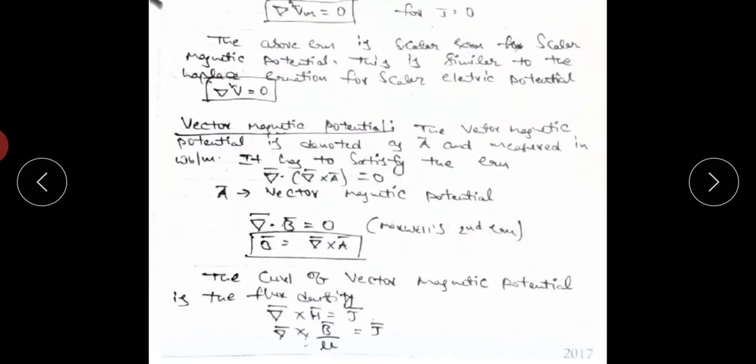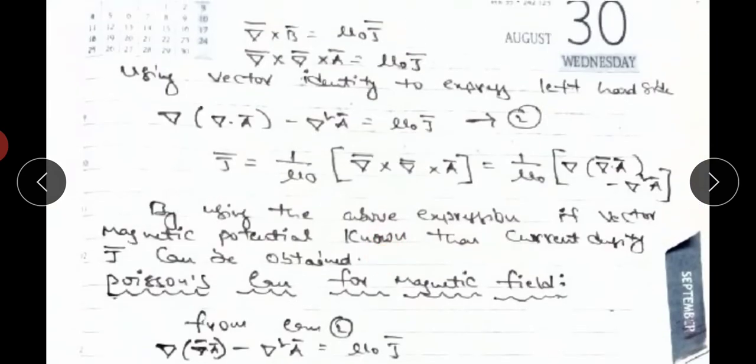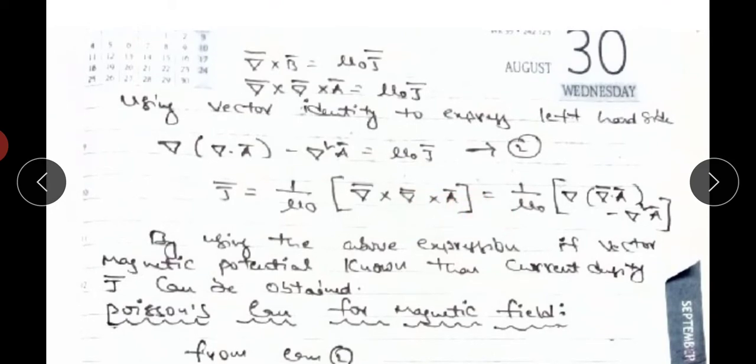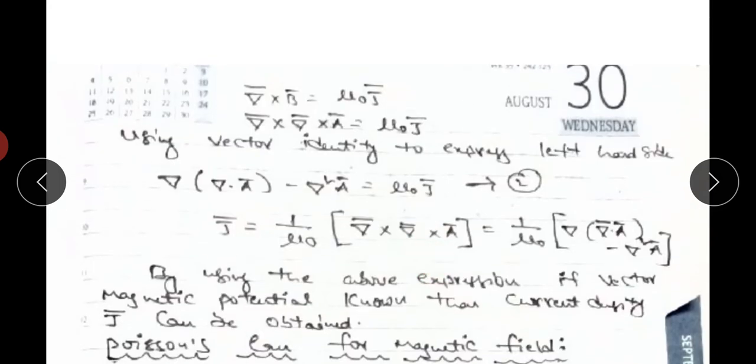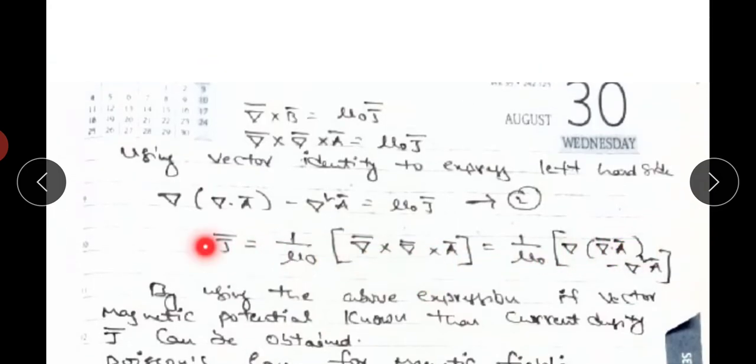Okay, we know that B bar equals del bar cross A bar. So by using vector identity, we can write del bar cross del bar cross A bar equals del into del bar dot A bar minus del square into A bar equals mu naught into J bar. So J bar equals 1 by mu naught del bar cross del bar cross A bar, which equals 1 by mu naught del into del bar dot A bar minus del square into A. So by using the above expression, if vector magnetic potential is known, we can find the current density. So this is the relation between the vector magnetic potential and current density.